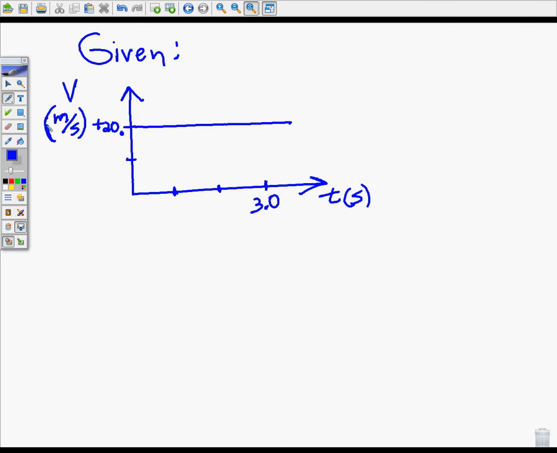Fact number 1. The slope of the graph, when it's a velocity time graph, always represents the acceleration of the motion.